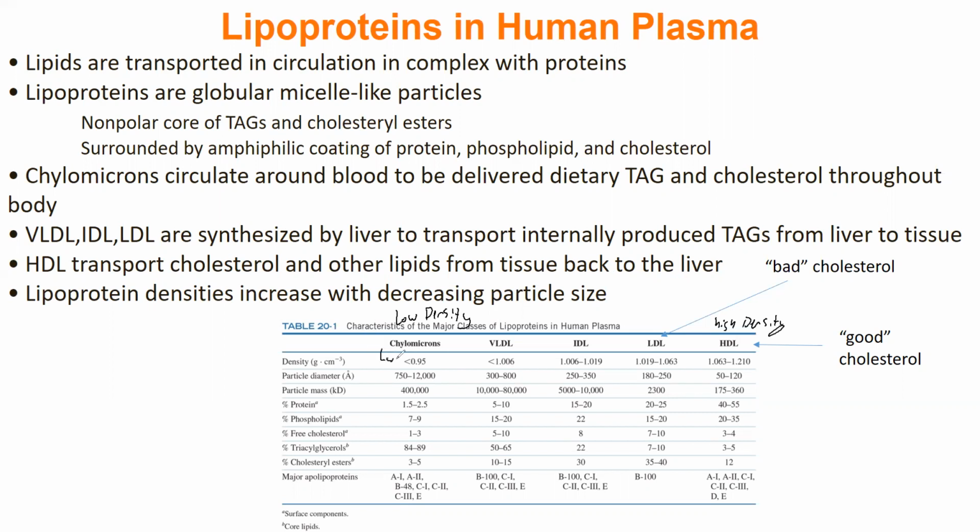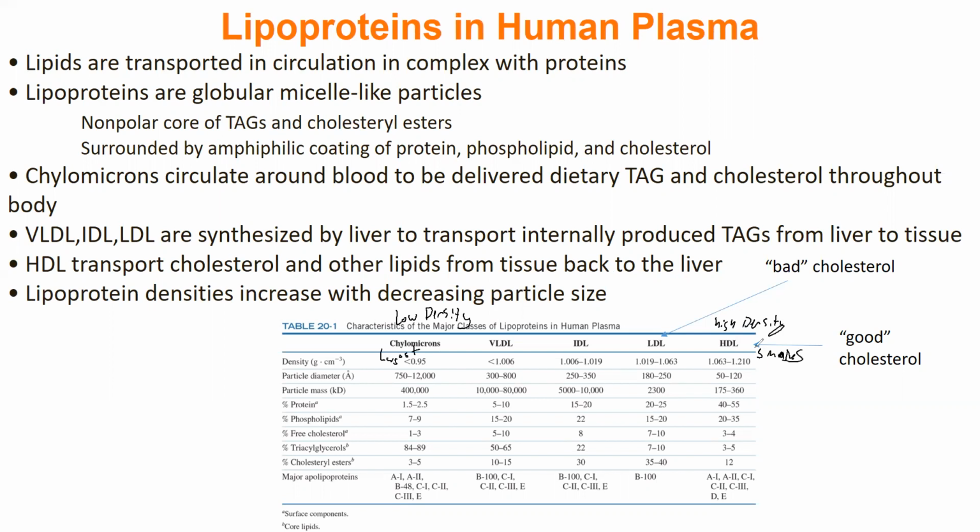It's also largest to smallest. So your chylomicrons are the biggest, but they're less dense. And chylomicrons will go around the blood and deliver your triacylglycerols and your cholesterol to the body.